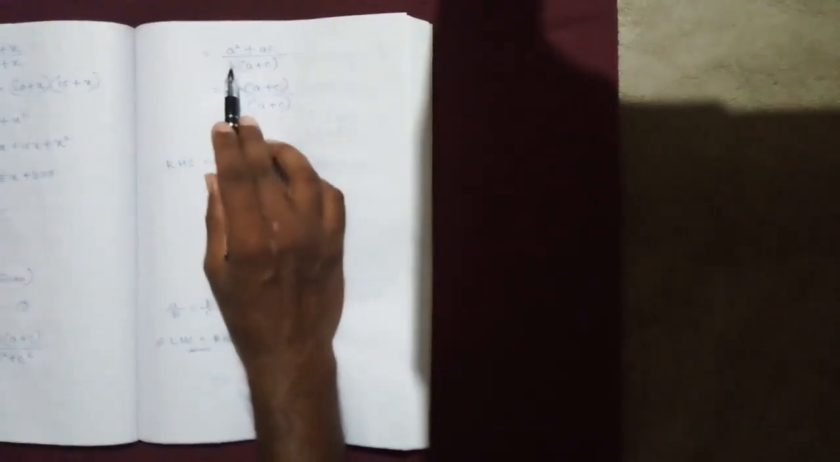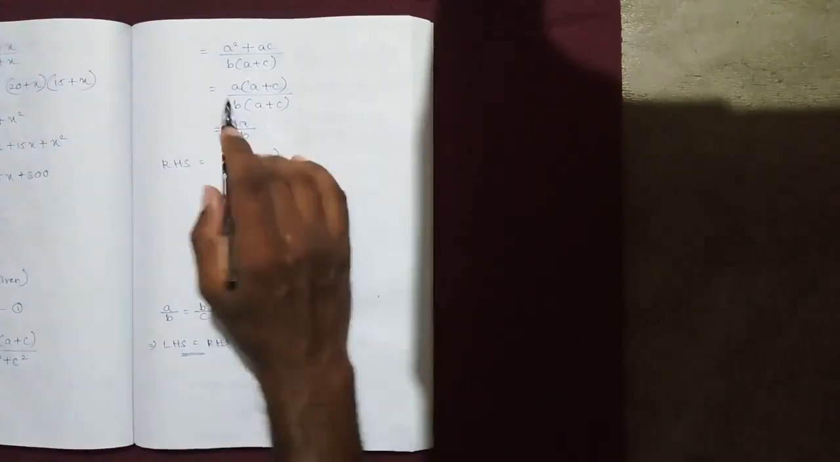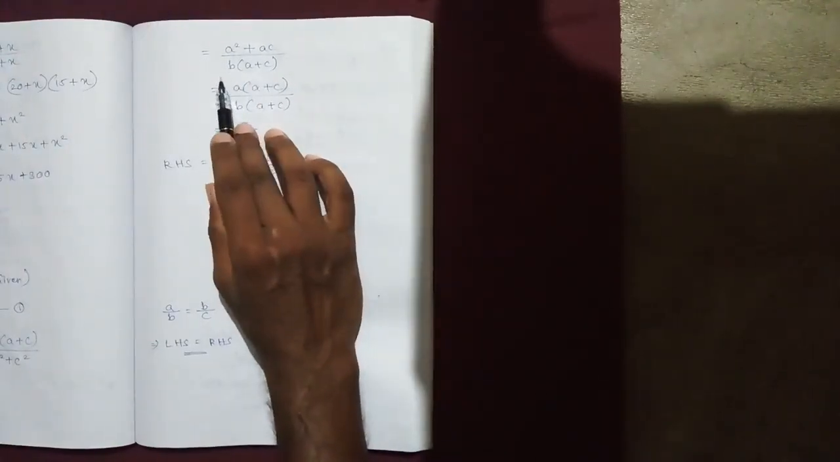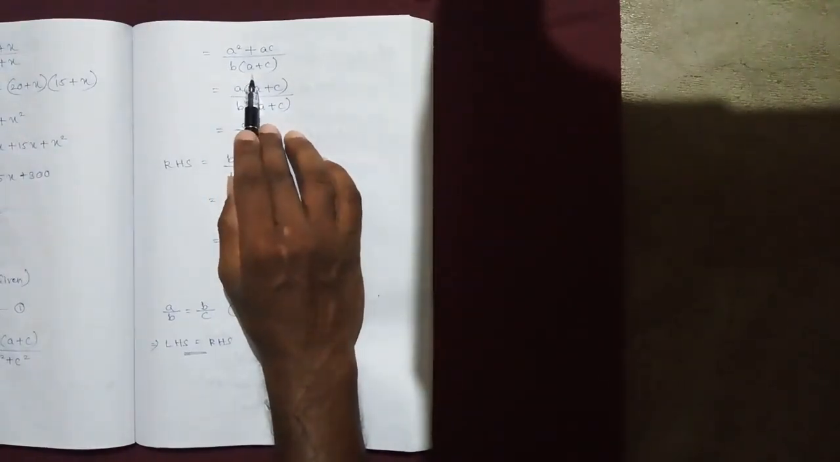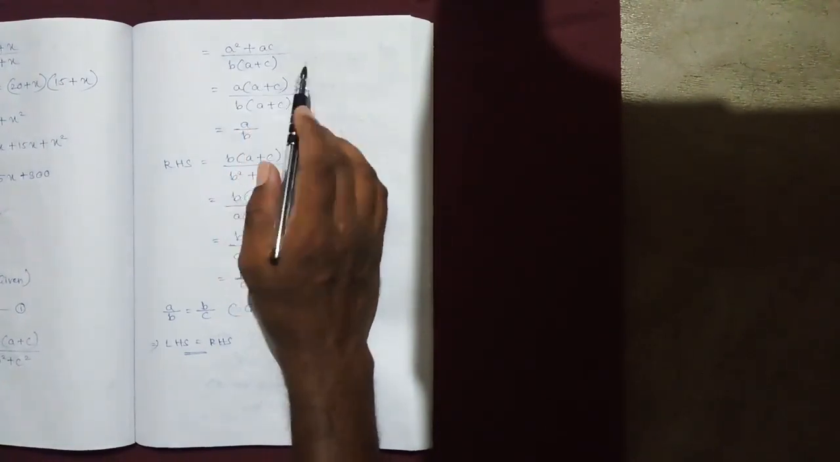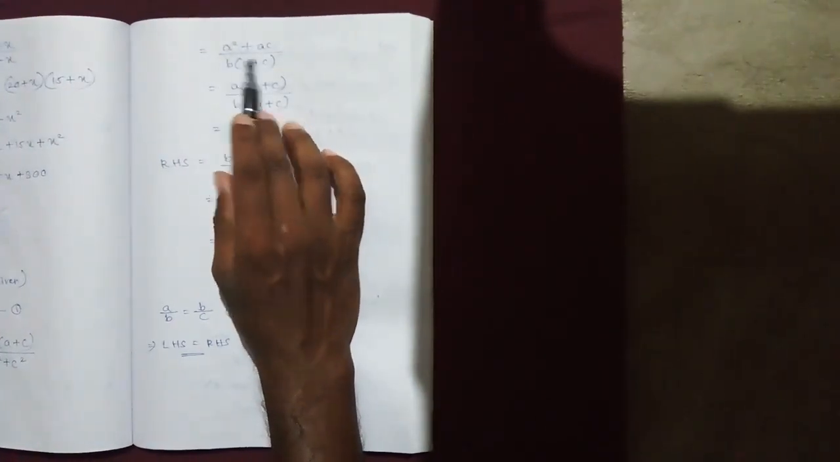So a square plus ac by b whole a plus c. I did not open the bracket. Okay, I did not expand in the denominator. Then from the numerator we can take a common.